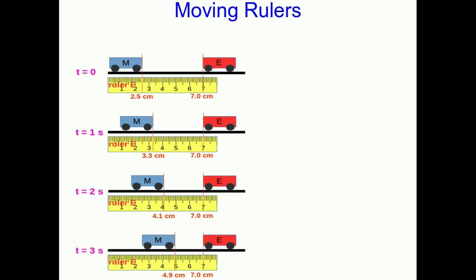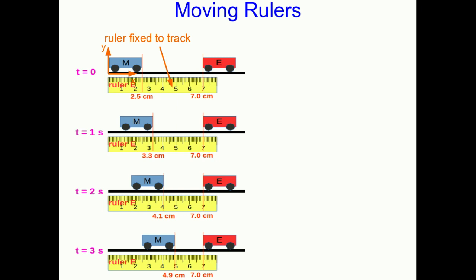So let's think about that. Here's a cart E that's stationary relative to the Earth, and a cart M that's moving relative to the Earth. And we have a ruler E, and that ruler E is called E because it's fixed to the track, or it's stationary relative to the Earth. And note, it really is an axis, right? What is an axis?